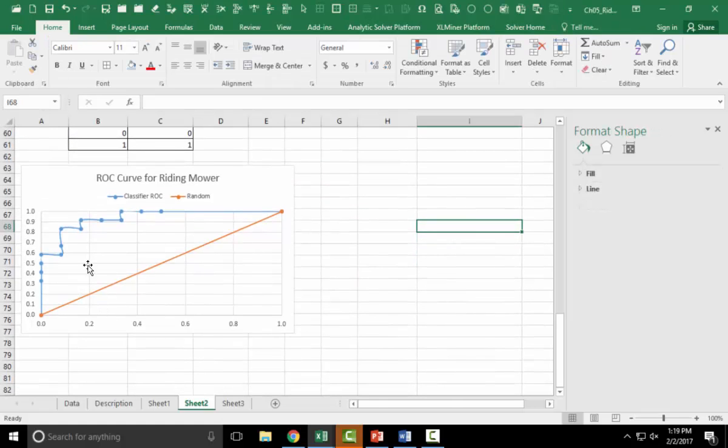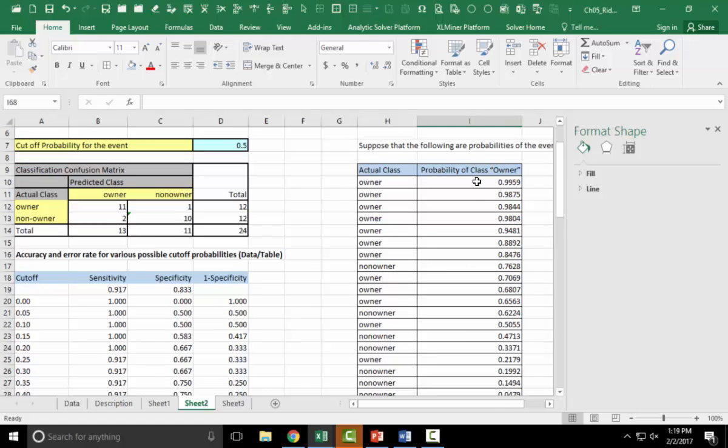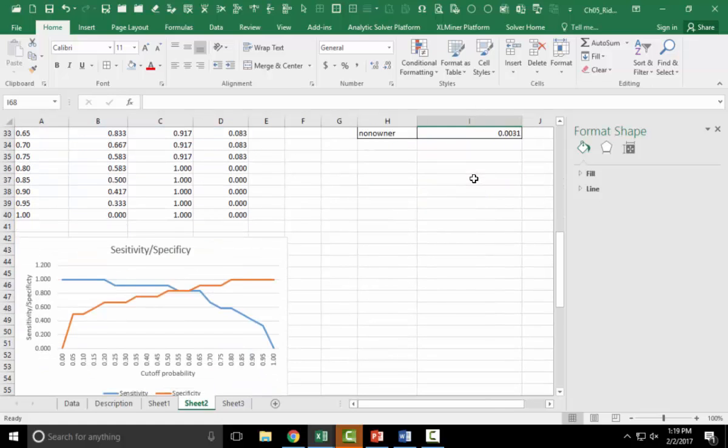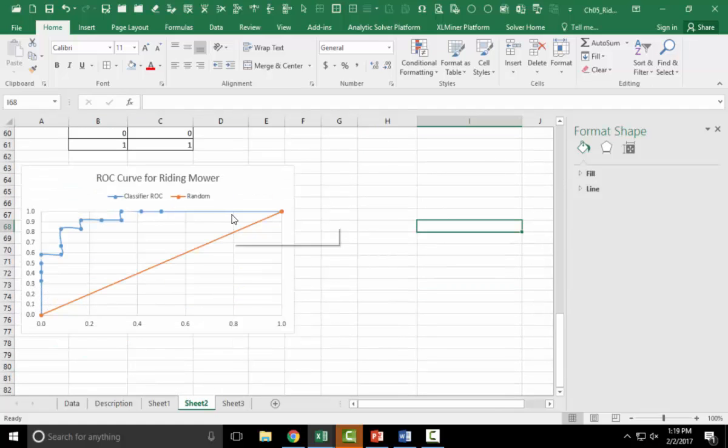Okay, so now we have the ROC curve for riding over. This is your random classification. The blue line is the classifier that we used, which we haven't gone into, the classifier that was used to generate these probabilities. So the classifier used to generate these probabilities is definitely a much superior classifier model than simply randomly assigning owner and non-owner.